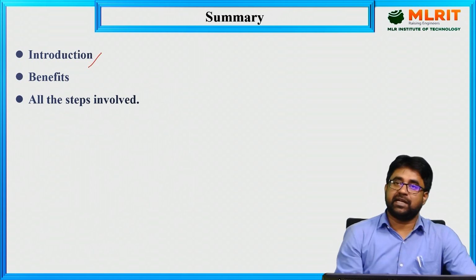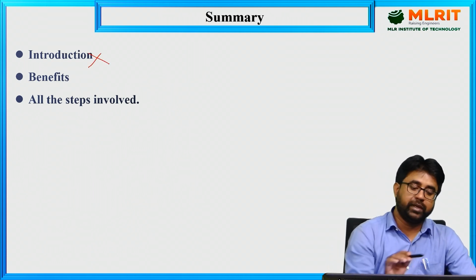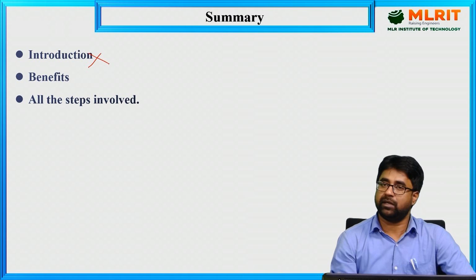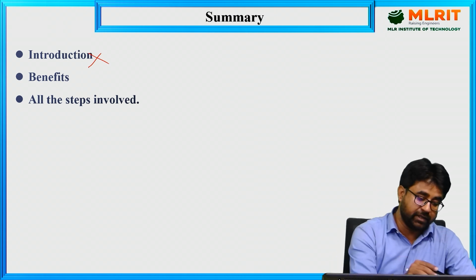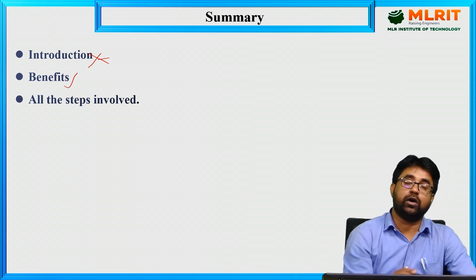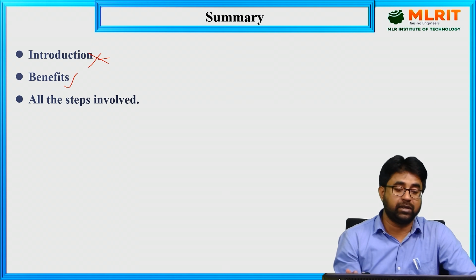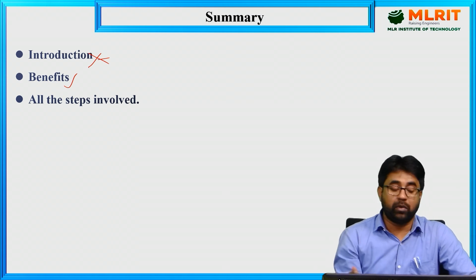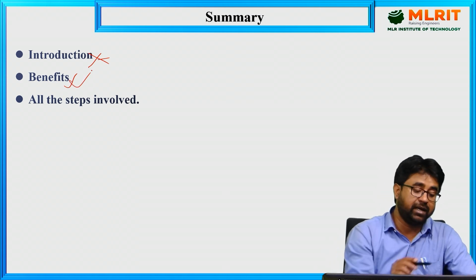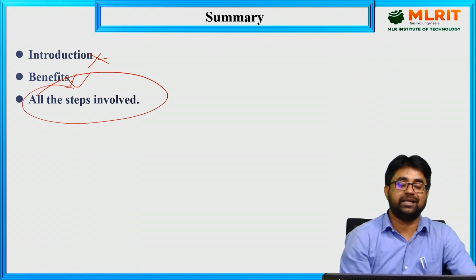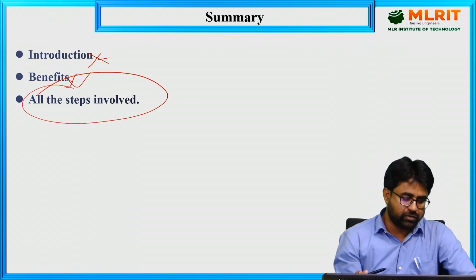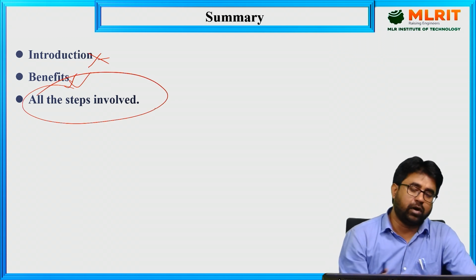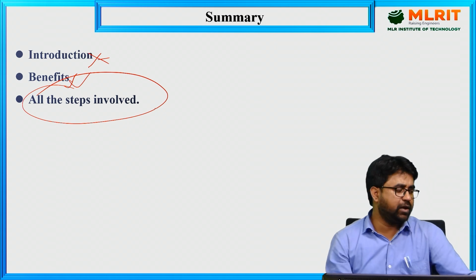So what are the things that we got to learn from today's lecture? First, we got an idea about SQ3R method. What is SQ3R method? Who introduced this particular method? And then we got to know about the purpose of using SQ3R, or in other words, the benefits of SQ3R method. And then we got to know about all the steps involved and how to actually execute all these steps. Fine. So I hope it is clear.